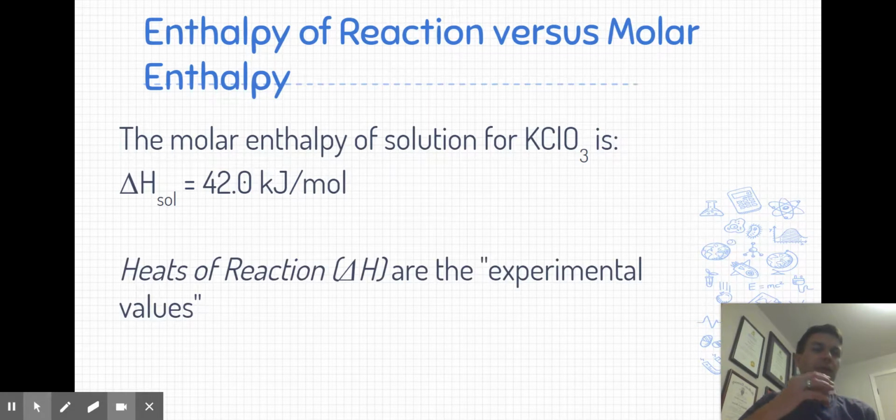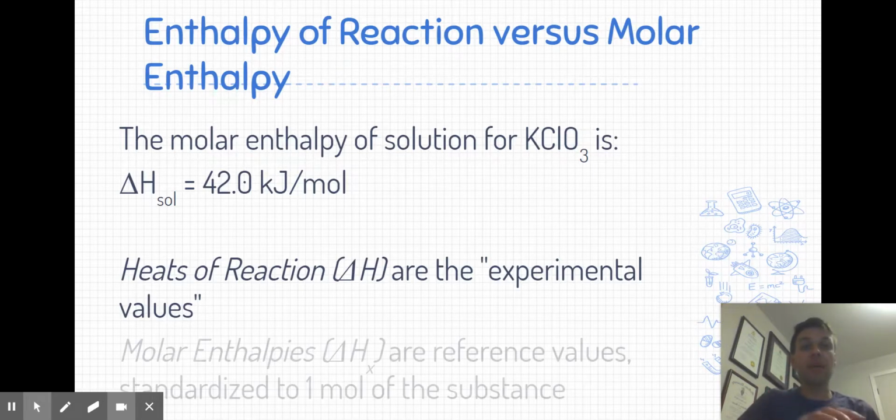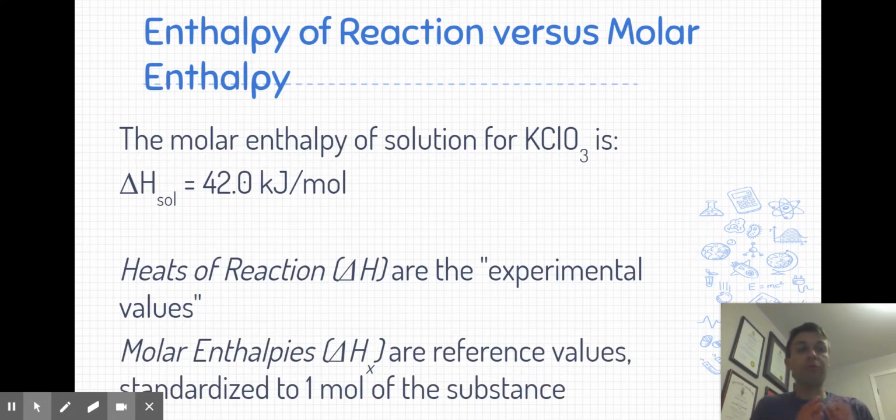Now, this isn't technically always correct, but the way I like to think about the difference between heats of reaction and molar enthalpies is that often in problems, heats of reaction are the experimental values. They're the amounts of substances that we are actually working with, that you're experimenting with. A molar enthalpy is a reference value that is standardized for a certain amount of a substance.